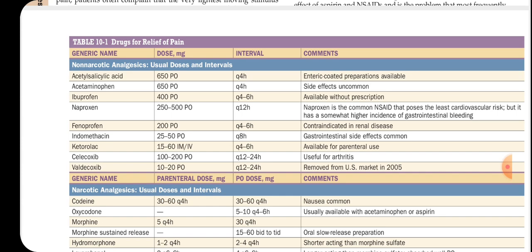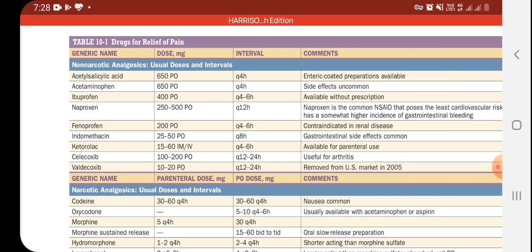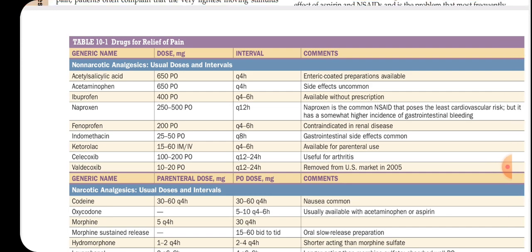Fenoprofen, dose 200 PO, interval Q4 to 6H. Comments: it is contraindicated in renal disease. Indomethacin, dose 25 to 50 PO, interval Q8H. Comments: gastrointestinal side effects common.